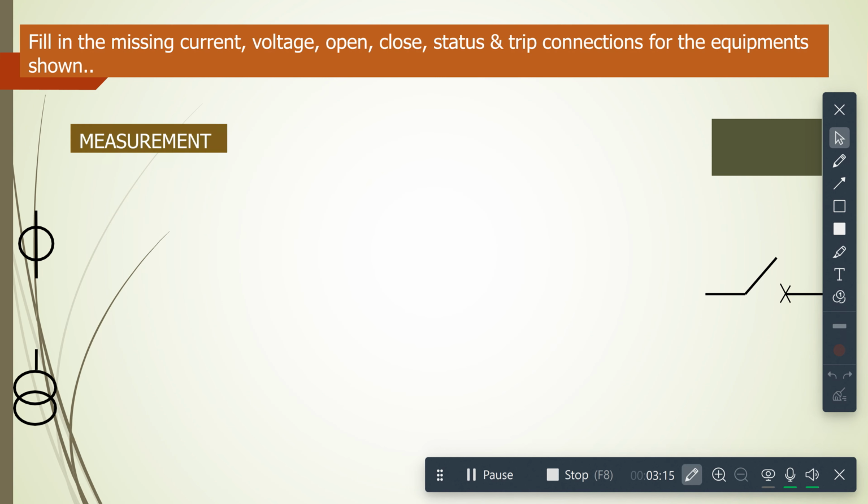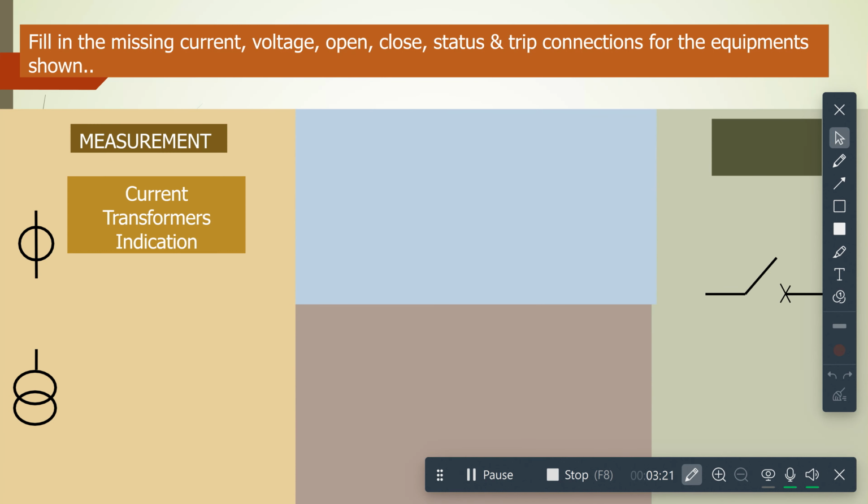First we have the measurement equipment. This symbol is the current transformer. These transform the thousands of amperes on the primary system into a lower current level so it can be used by the protection system. Then we have voltage transformers. These are the two symbols we use for the voltage transformer, and these transform the high voltage found on a primary system into lower voltage levels.